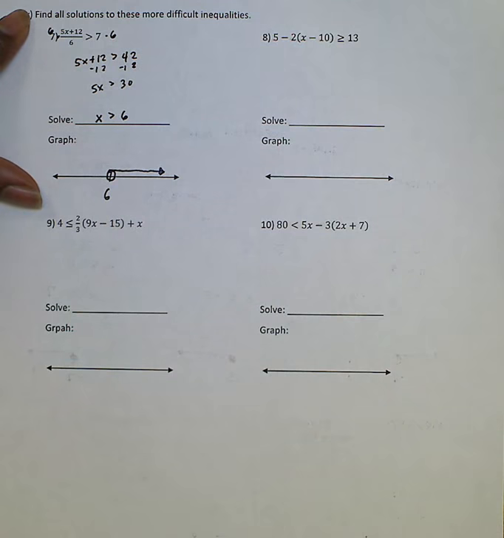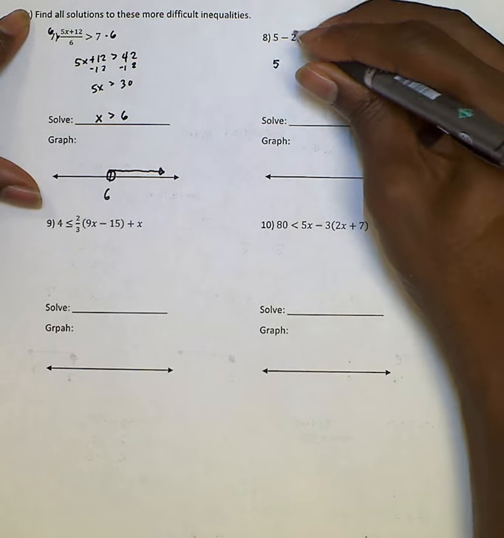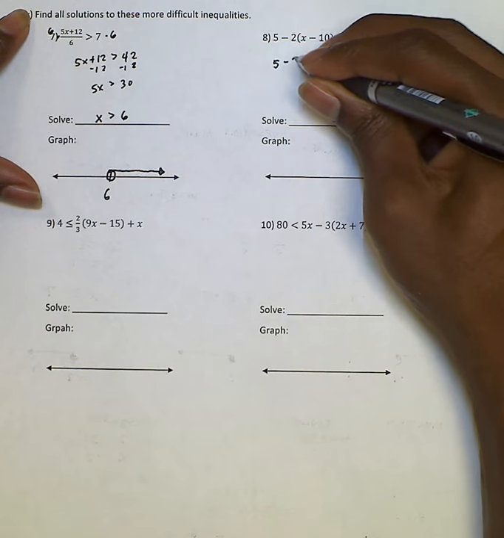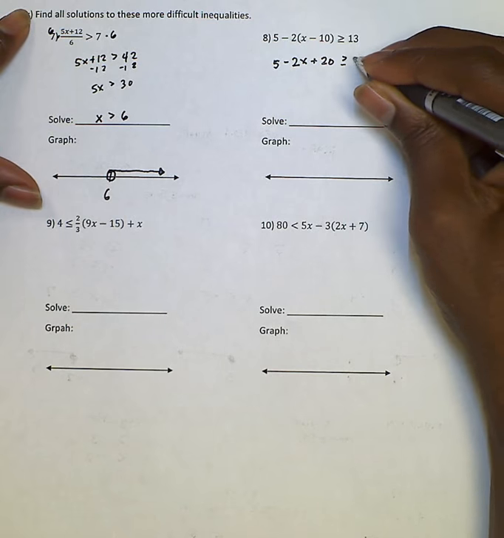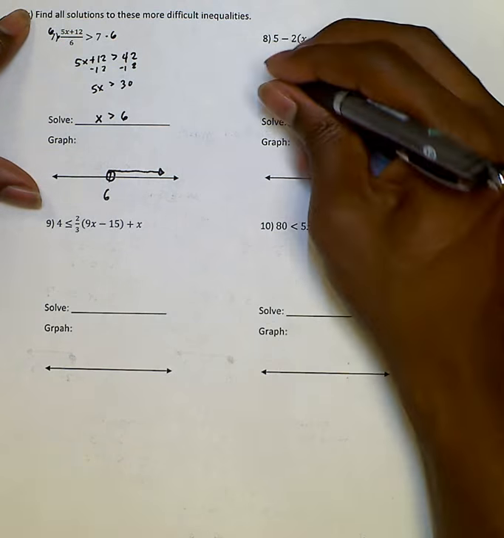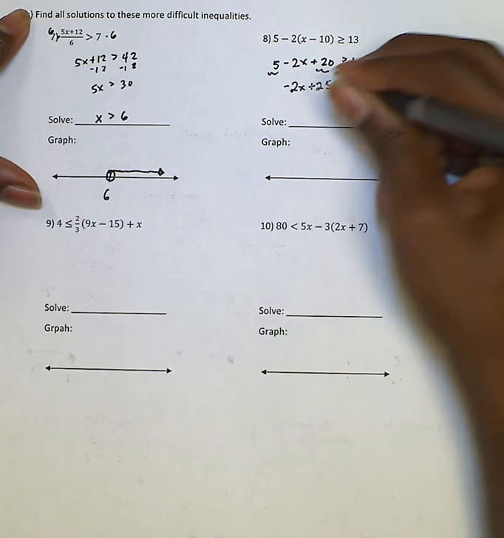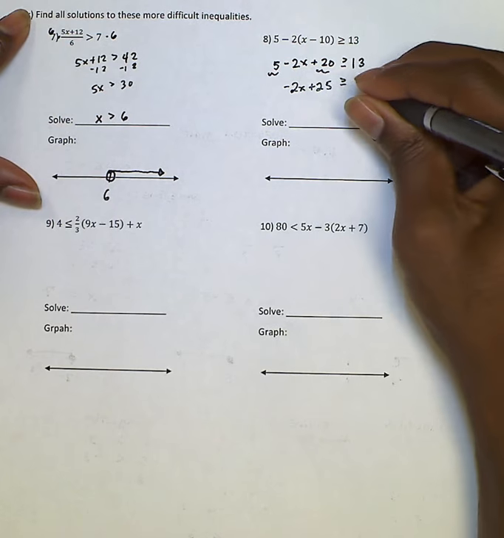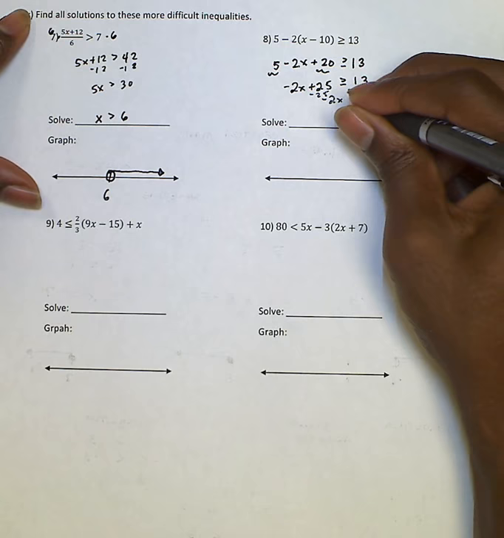Okay. All right, let's look at number 8. We have 5, I'm going to distribute here, negative 2x plus 20 is greater than or equal to 13. All right, combine our like terms. So we have negative 2x plus 25 is greater than or equal to 13. Negative 2x, I'm going to subtract 25 from both sides, is greater than or equal to negative 12.